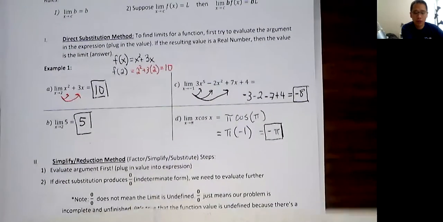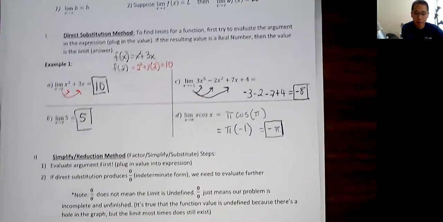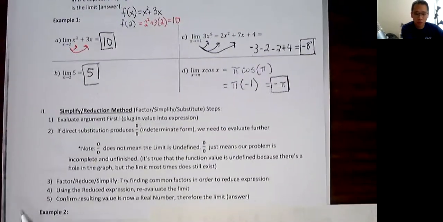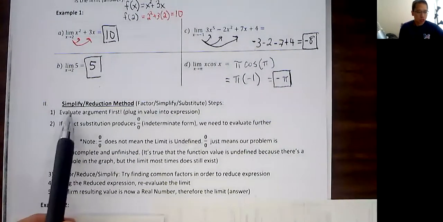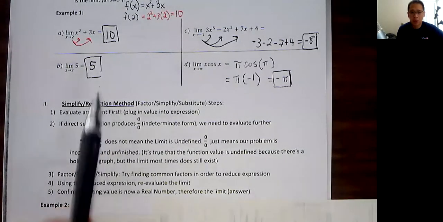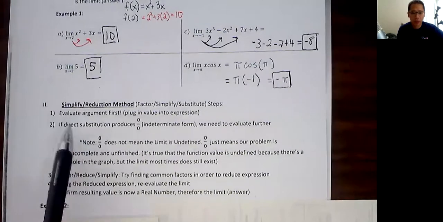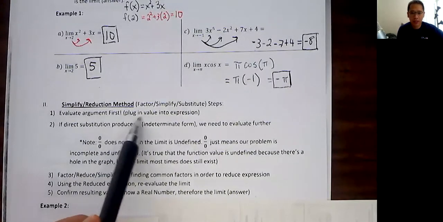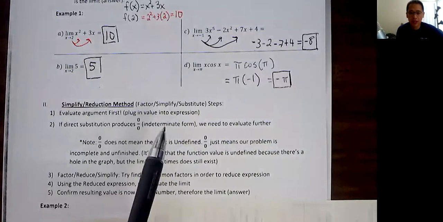So what happens if we do come across a break in the graph and we have to find a limit that may exist, but cannot be found just by plugging in? So if we run into a more complex situation where just plugging in is not going to get us a real number, then here are the steps we're going to follow. Okay, we're always going to evaluate the argument first. That's always going to be our first step because sometimes we just don't know if there's a break in the graph until we've actually tried it.